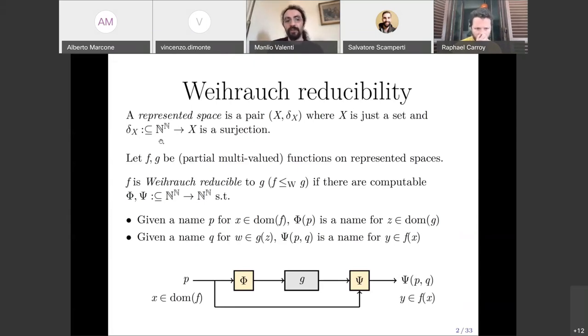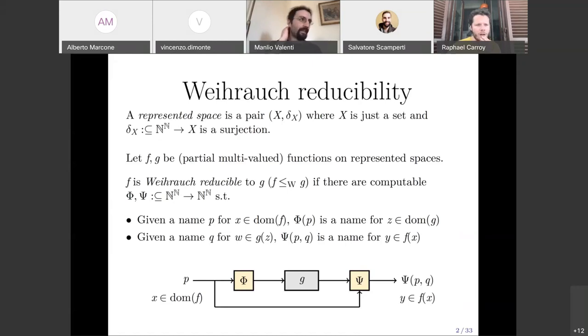This means possibly partial, and the same here, right? So I'm not assuming here that the two functionals are total. They can also be partial. But they have to work as I was saying, right? So again, you start from a name, you compute a name of an input for G, and then you apply psi to both the output of G and the original input, and then you get a name for a solution.